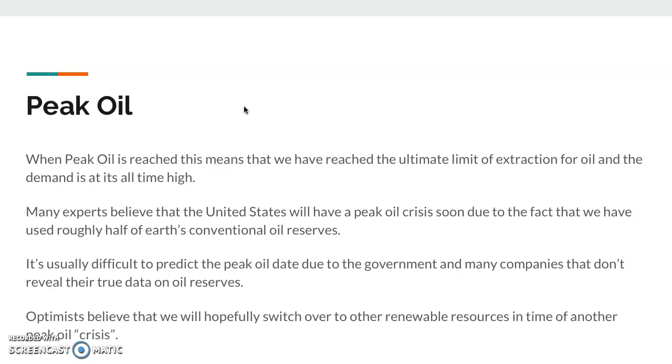It's usually difficult to predict the peak oil date because the government and many companies don't reveal their true data on oil reserves, which is common. They can do that, especially government. Many optimists believe that we will hopefully switch over to some other renewable source in time of another peak oil crisis, so we won't be doomed, thanks to our other renewable sources of energy.